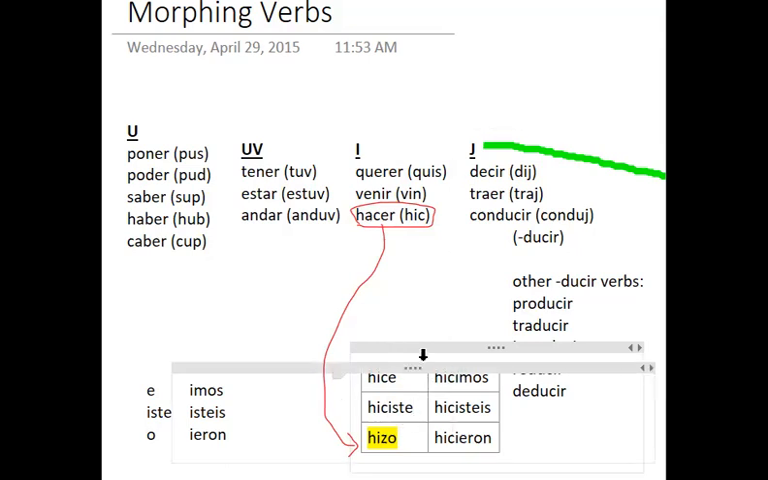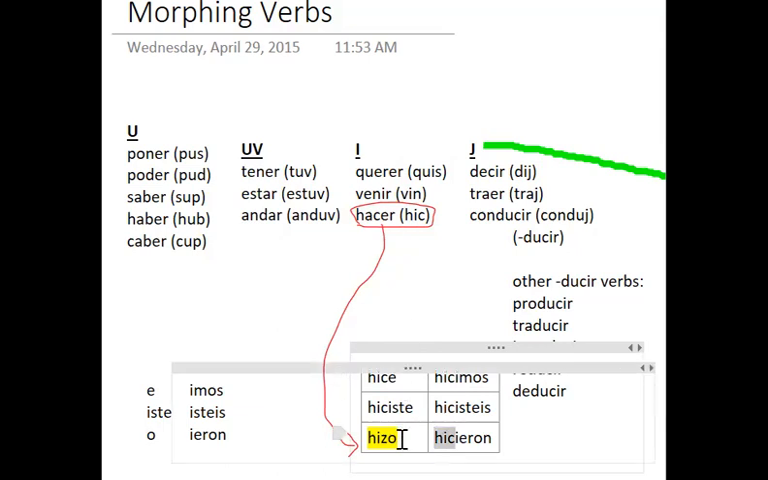Let me skip over here for a minute. You can see that we got something highlighted. We'll go over it in a second. Hicimos, H-I-C is the stem. Imos is the ending. That's what we use for morphing verbs. It is an ER verb, but it doesn't matter. AR, ER, IR, we're still going to use these same endings just because it's a morphing verb. HIC plus the isteis ending, hicisteis, and hicieron.